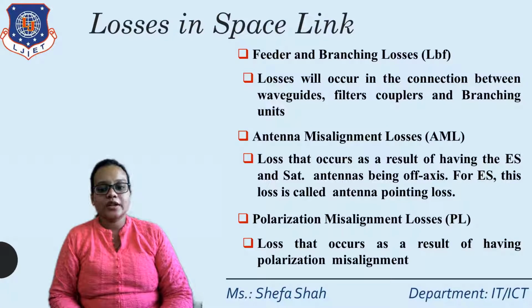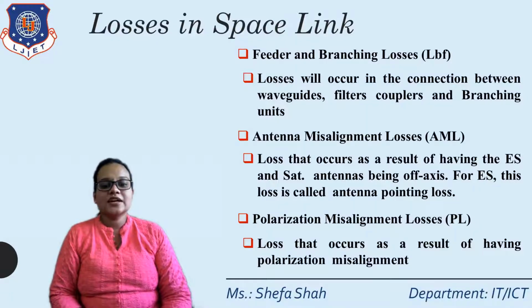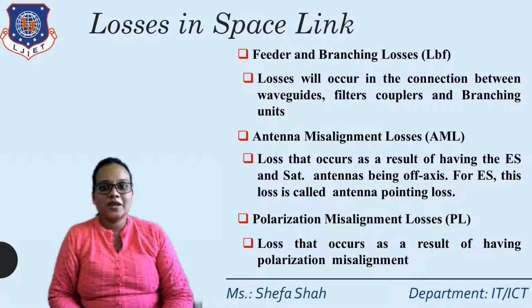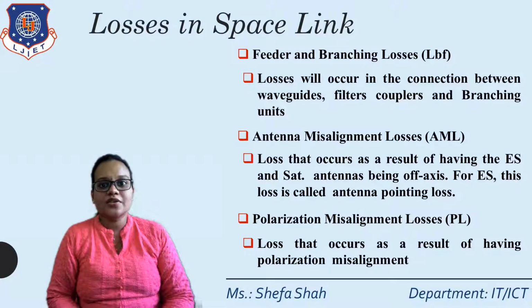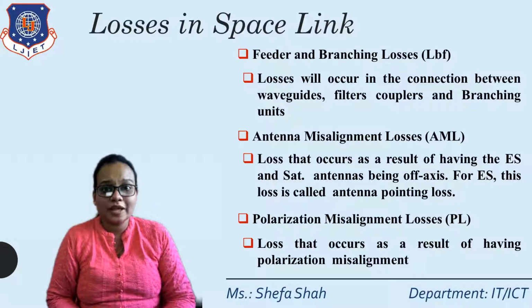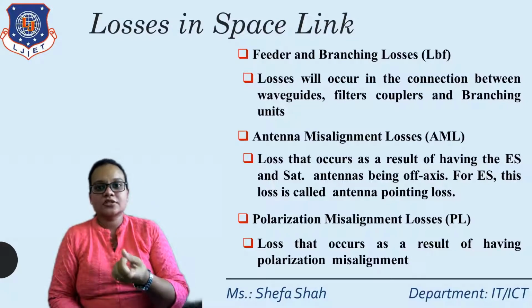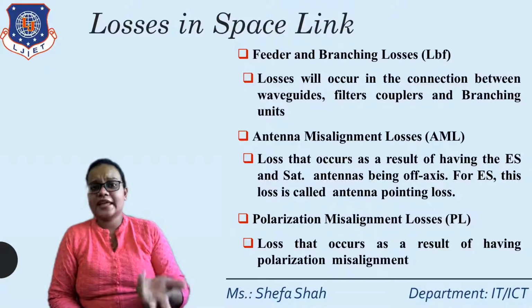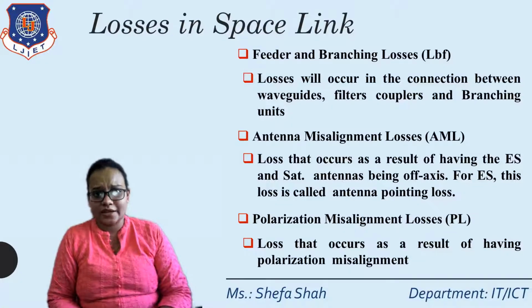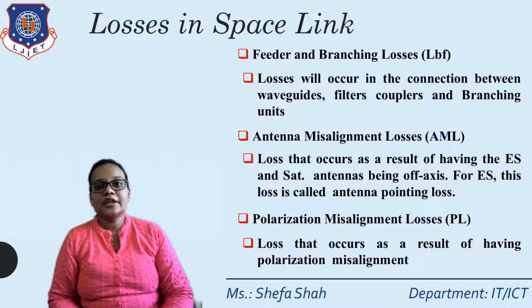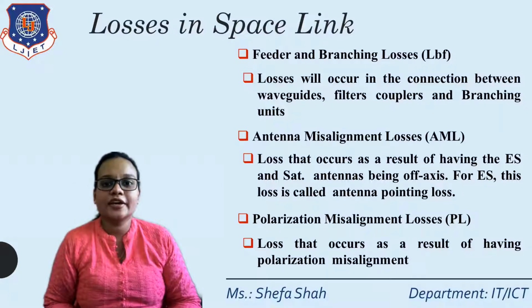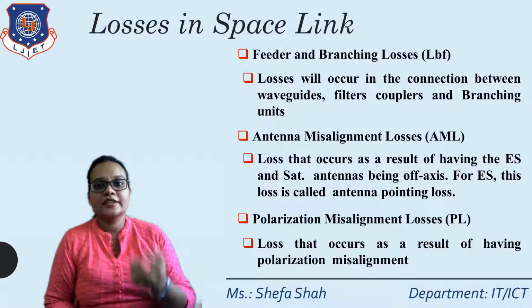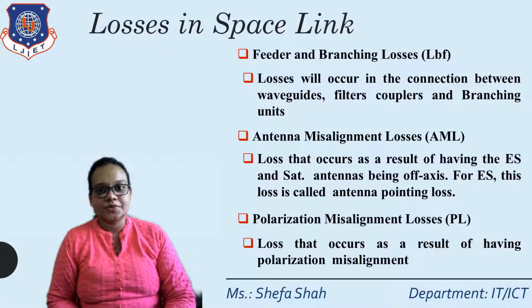And last, that is the polarization misalignment loss, that is the PL. So losses that occur during the polarization are called polarization misalignment. Clear? So these are the various losses which occur in the space link. Whenever we calculate the received power at the satellite side for the uplink process, we will take all these losses into consideration, as well as the power and the gain of the transmitting antenna as well as the receiving antenna. So we will derive the Friis transmission equation for the uplink as well as the downlink, while taking these losses into consideration.